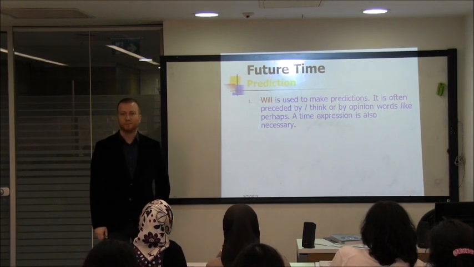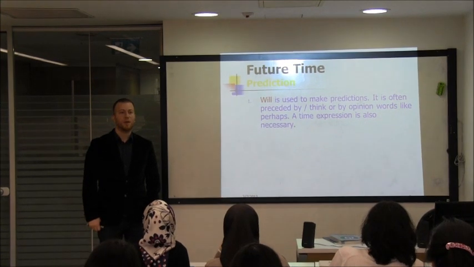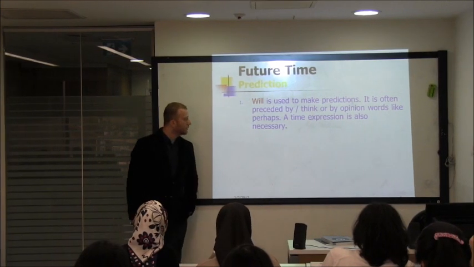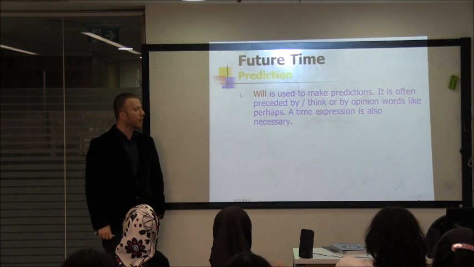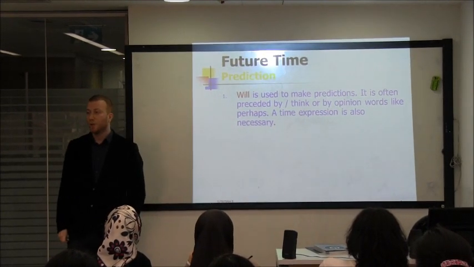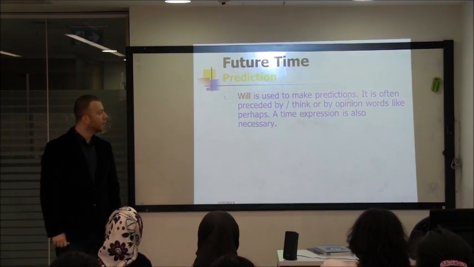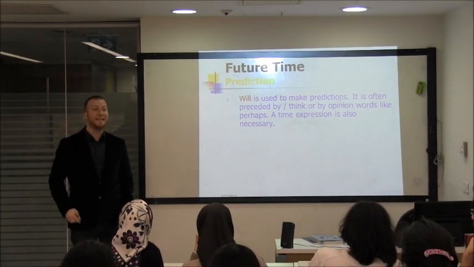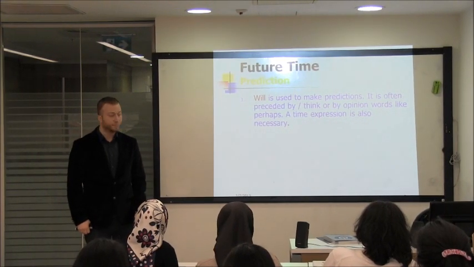We are going to start with will, the functions and the usage of will in multiple examples. The first definition is that will is used to make predictions. It is often preceded by think or by opinion words like perhaps. A time expression is also necessary. So any example starting with the word think or any other words expressing your opinions can be expressed in the future tense with will, right?